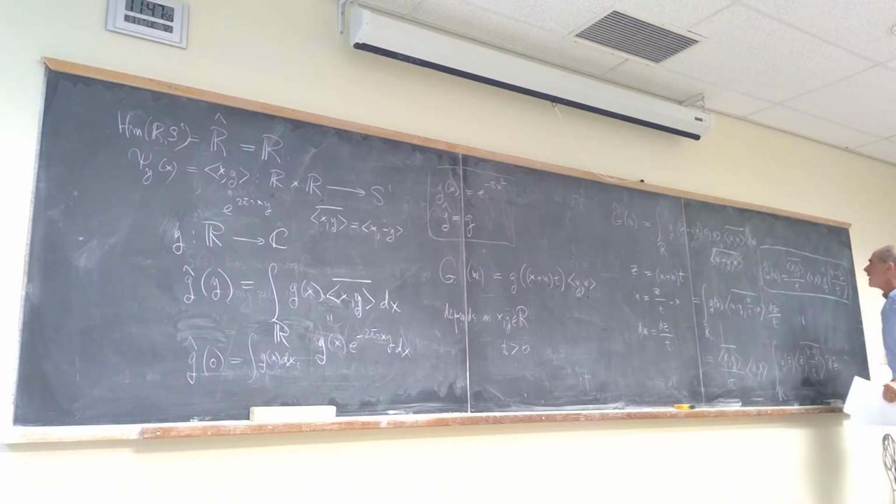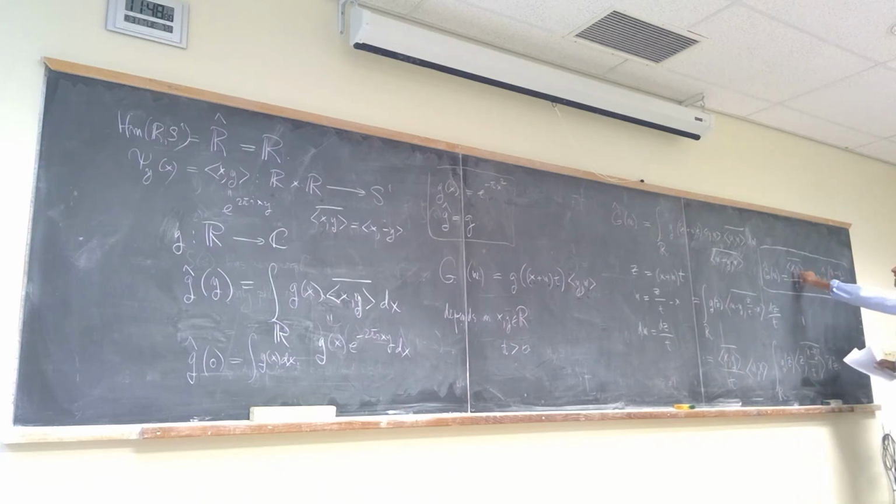So let's see what's happened. We've multiplied it by a character depending on x and y. We've scaled the variable, but now instead of translating by positive x, we've translated by minus y, and instead of multiplying by t, we've divided by t.